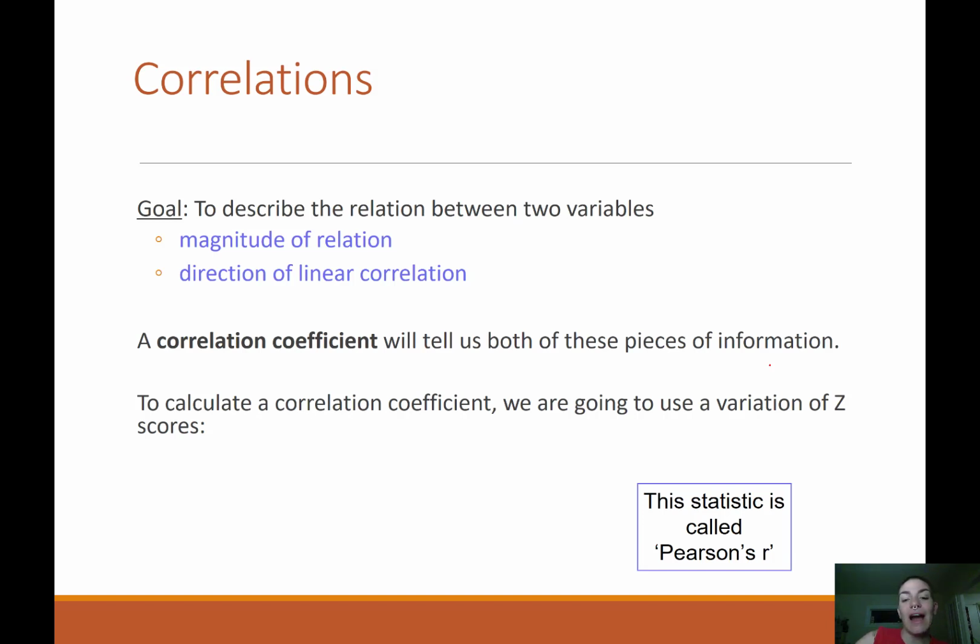And to calculate Pearson's r, we're going to use a variation of something that you've seen before, a z-score. So this is the formula for Pearson's r, denoted by a lowercase r. And remember, this here means the sum of, and what we're summing is zx times zy for each person, called a cross product. The product of a z-score for x and a z-score for y for each person. And then you divide by n, or the number of individuals.